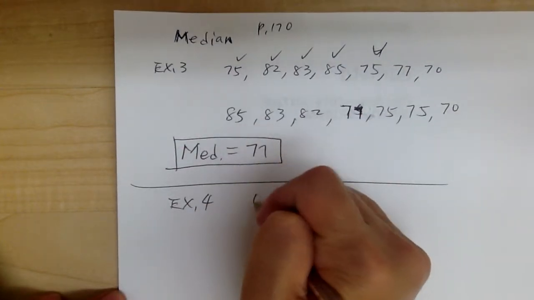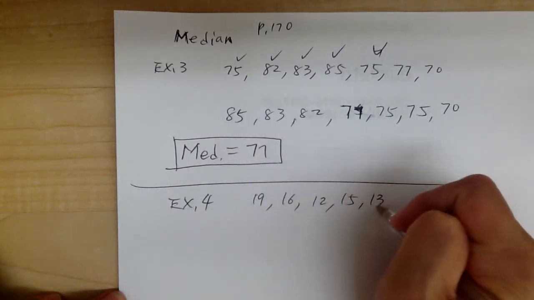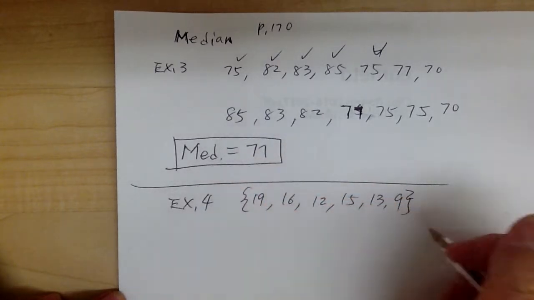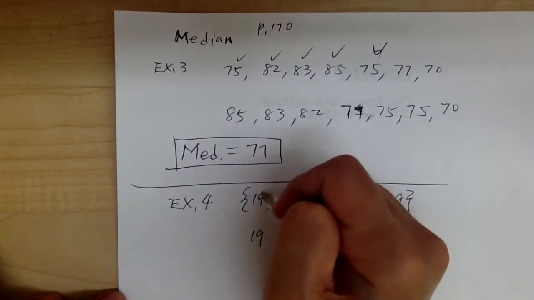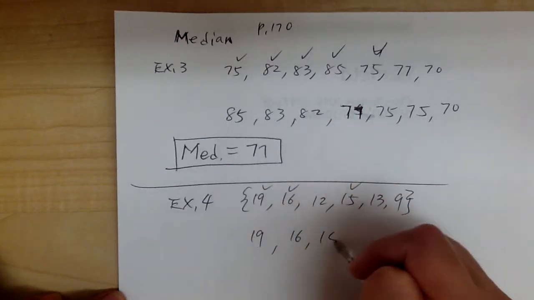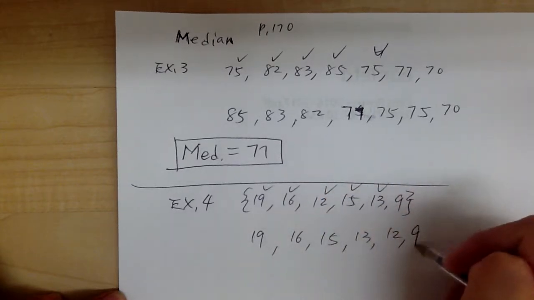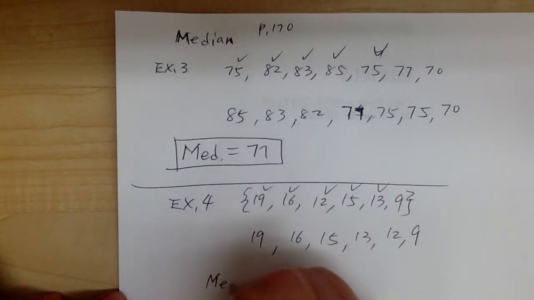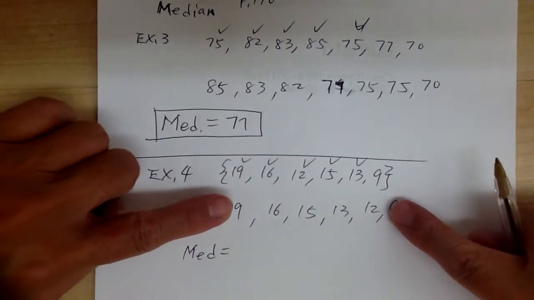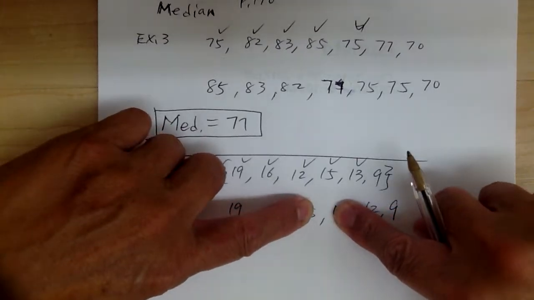Okay, so you have 19, 16, 12, 15, 13, and 9. So again, to look for the median number, first you have to arrange this in order. So you've got 19, so take care of that. 16, then 15, then 13, then 12, and then 9. Okay, so the median is equal to, I can go from both sides, so this evens out, this evens out. Now the next one, even out. So notice there's no middle number.